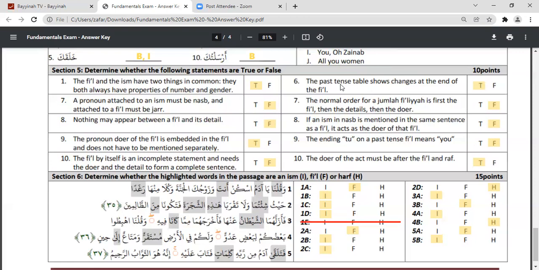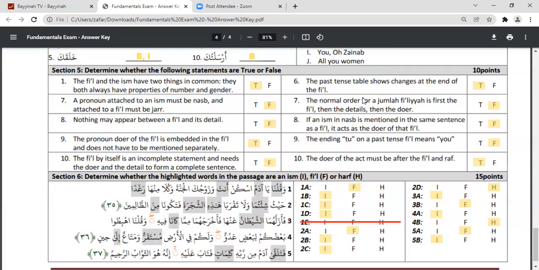Yes, right? Nasara, nasara, nasaru. So the beginning all remains the same. It is the end that is changing in the past tense table. Then the 7th one: the normal order for a jumla fi'liya is the first fa'il, then the details, and then the doer. This one we haven't done so far.